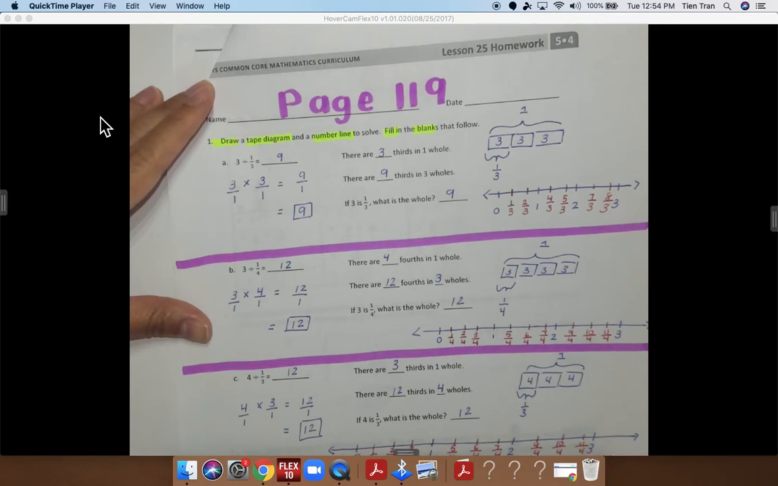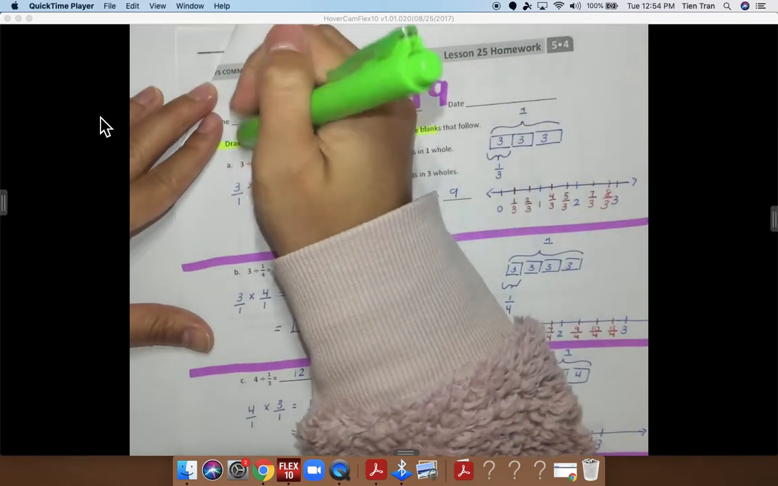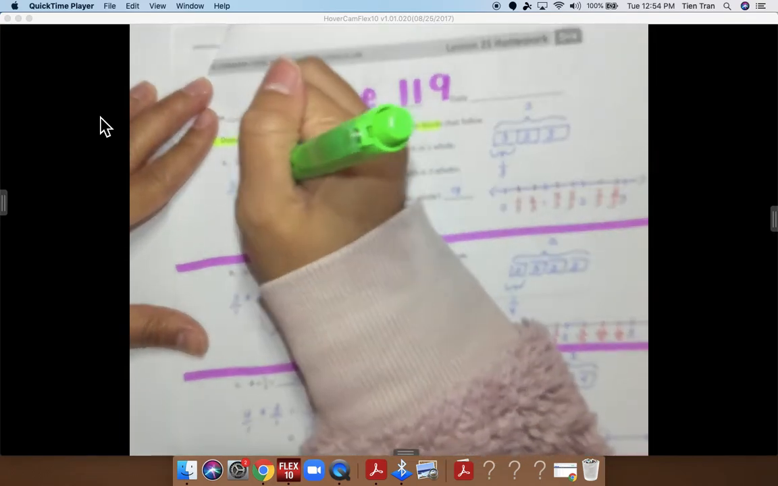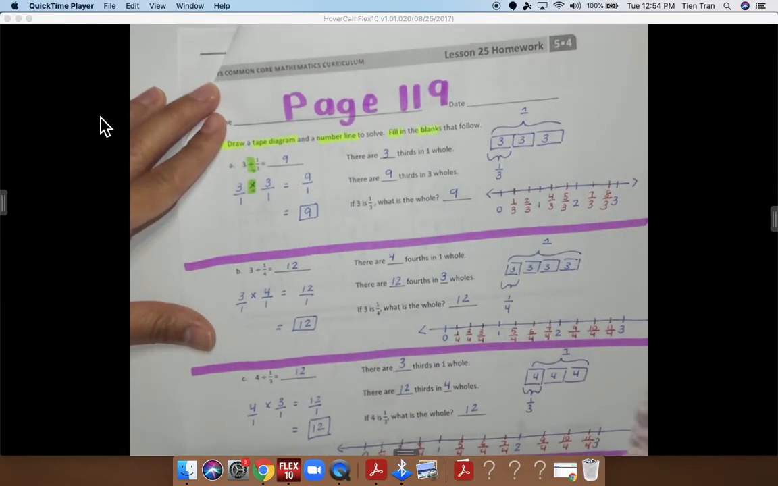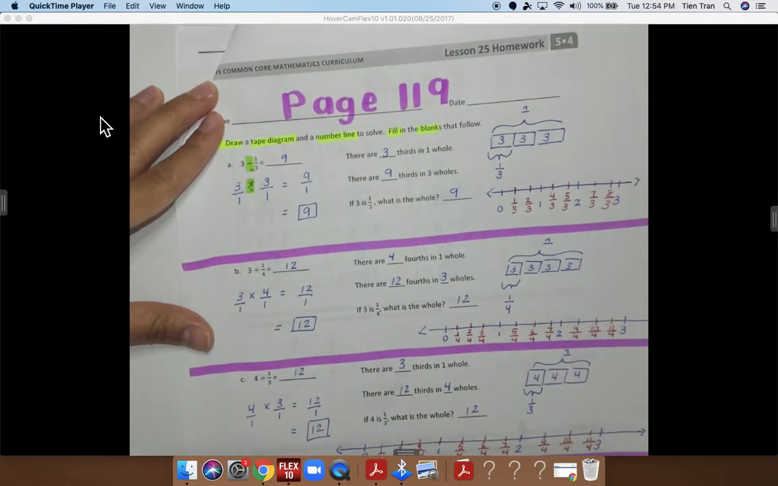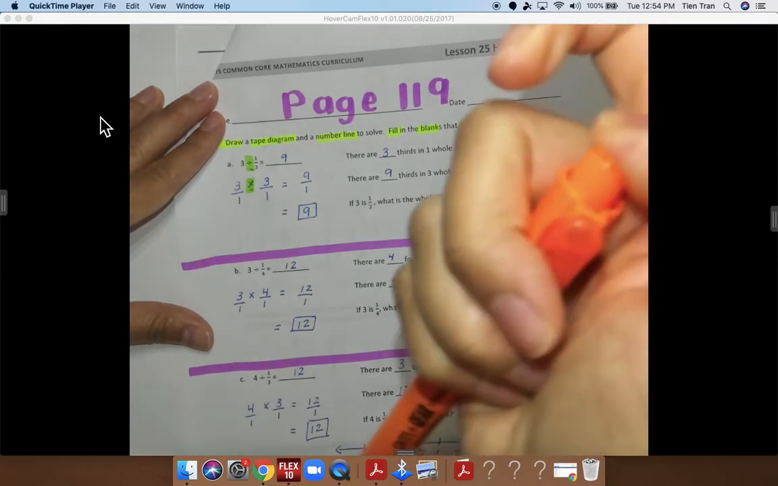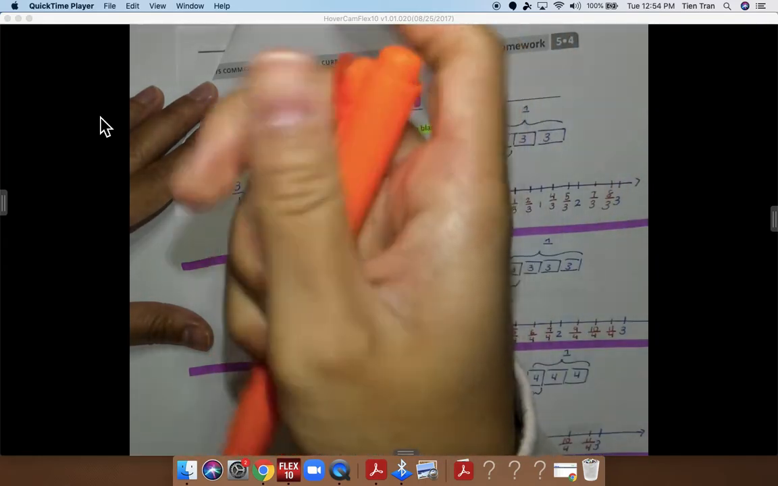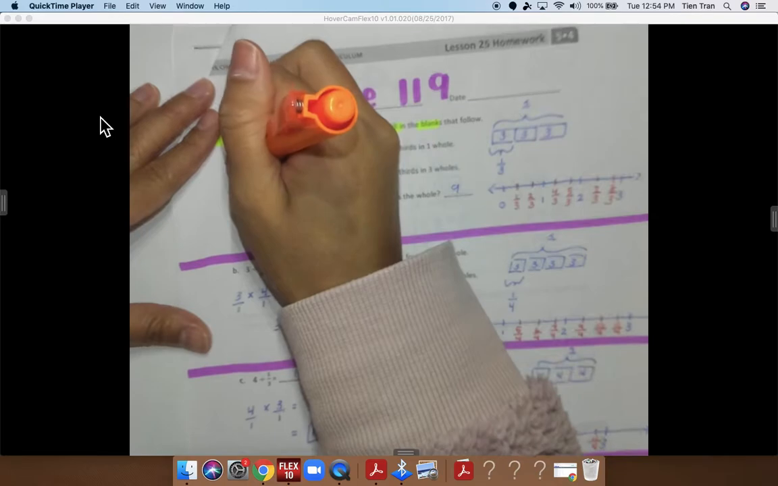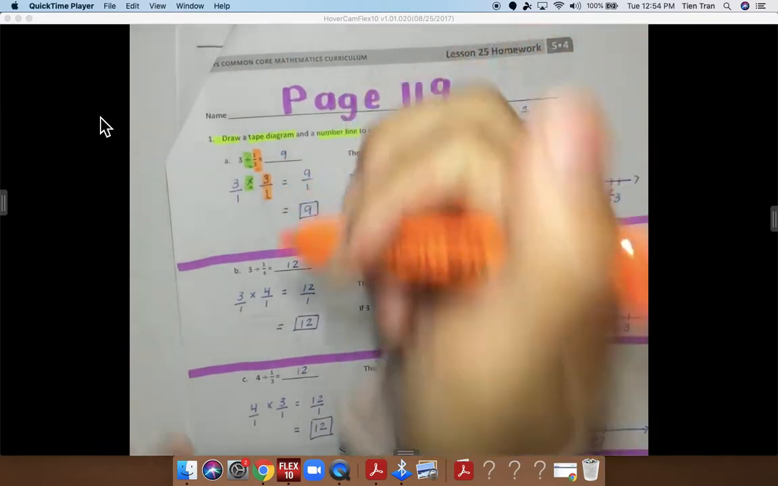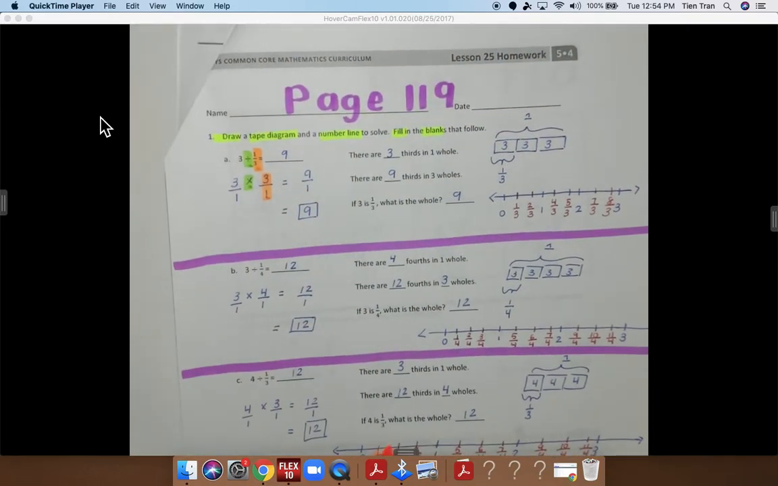Now, those are the two things that you need to change. You need to change your division sign into a multiplication sign. And then you are going to flip your numbers, 1/3 to 3/1. Now you're wondering, why am I flipping the number?